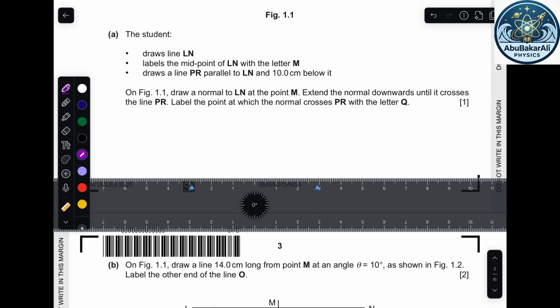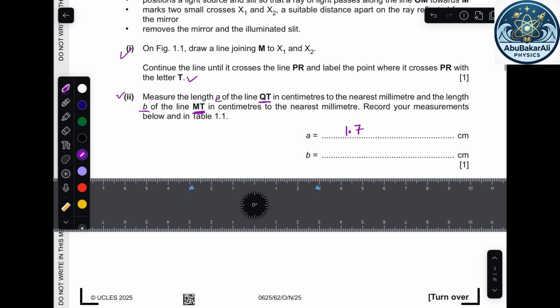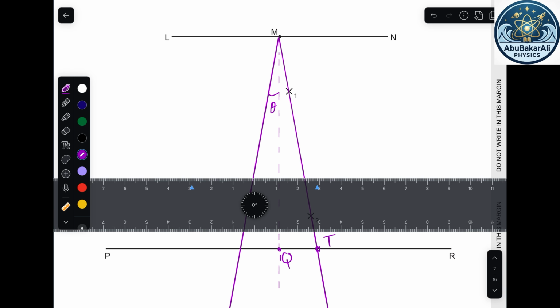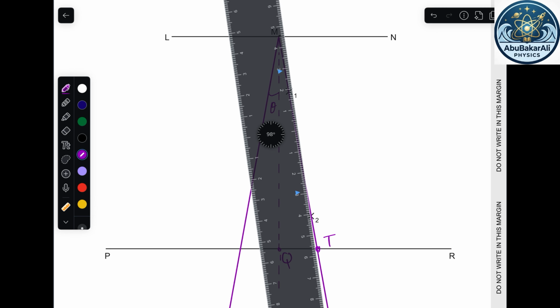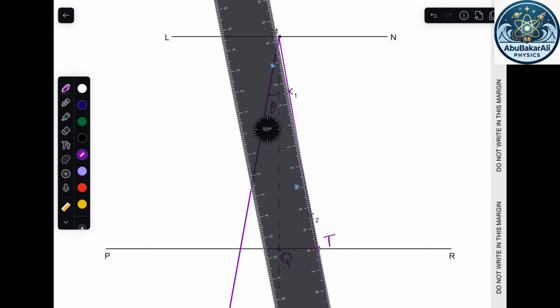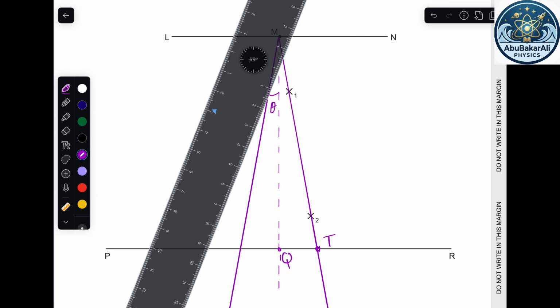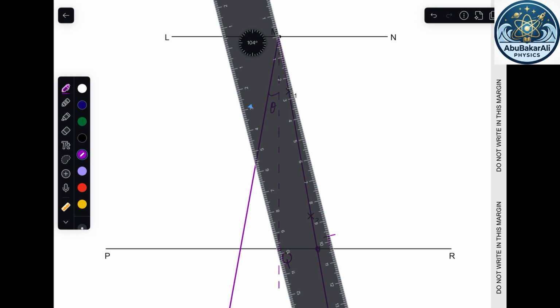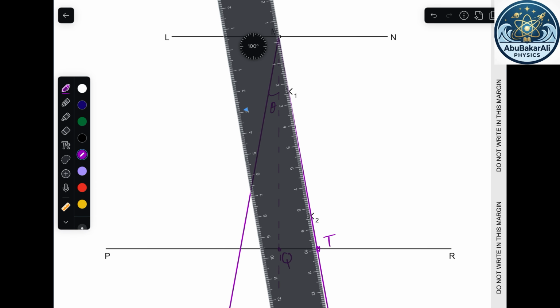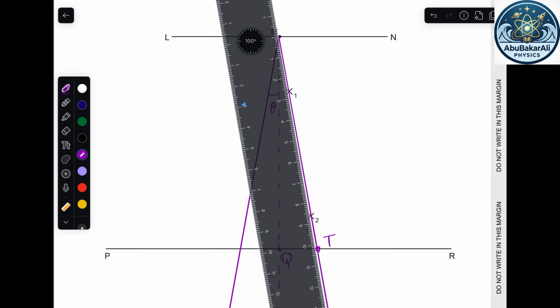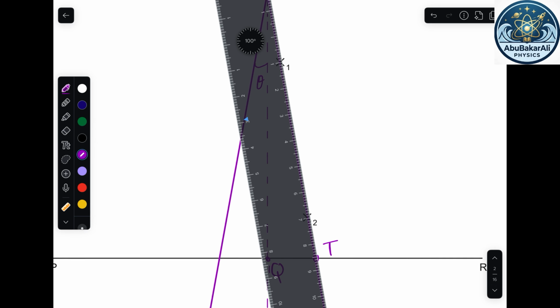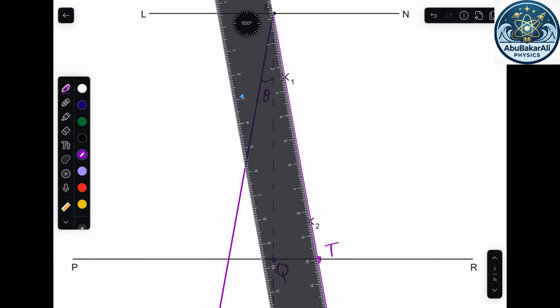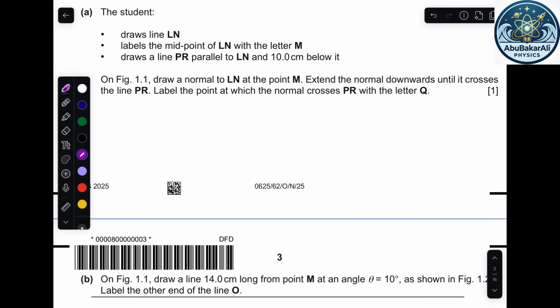QT, and what was B? Let me confirm it. B is MT. So you have to measure MT as well. So MT is, okay, let me place the 0 of the scale on the M. Okay, there you go. If you place 0 of the scale on M, I have 10.2, right? So it's 10.2.